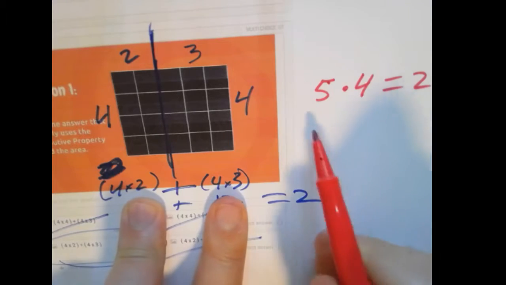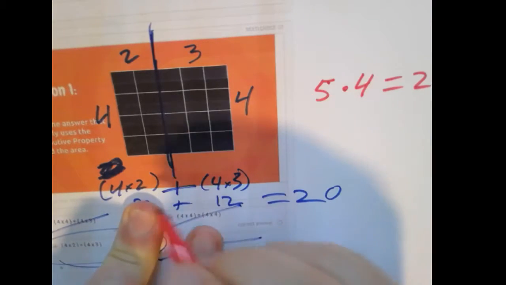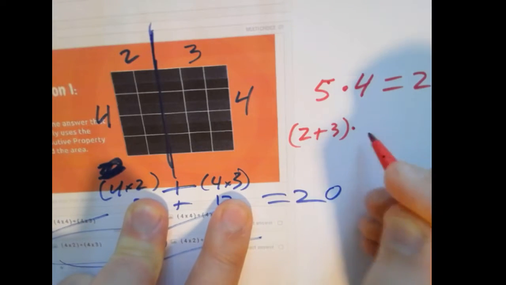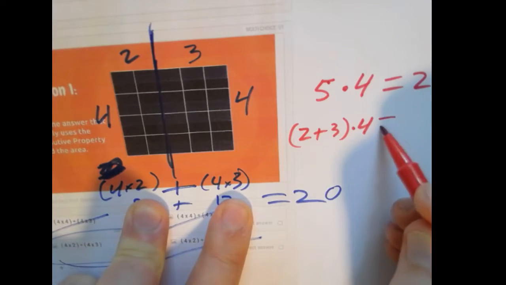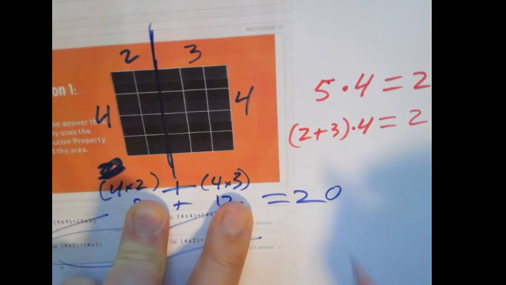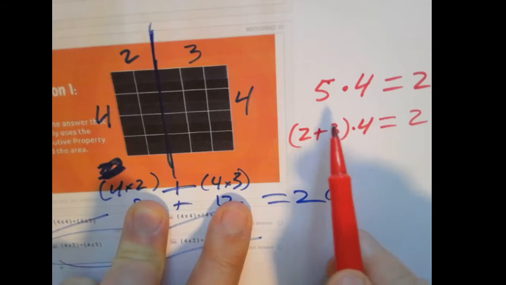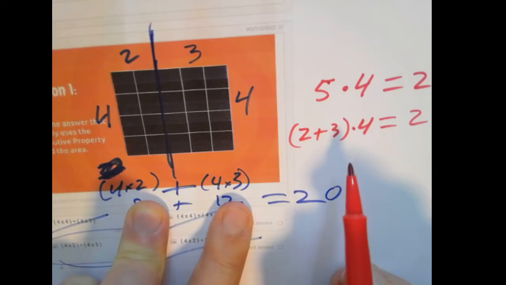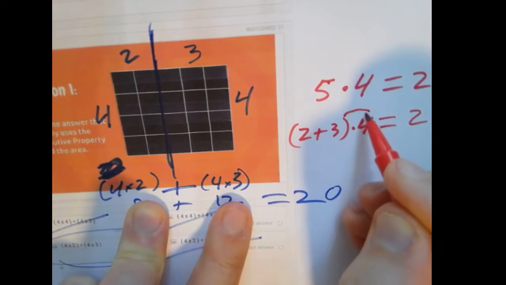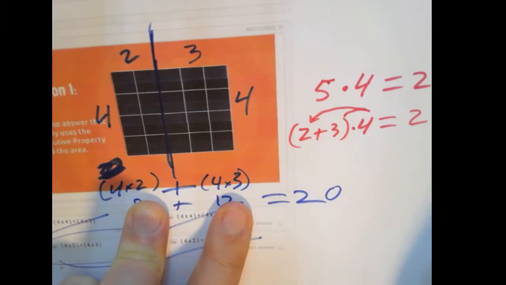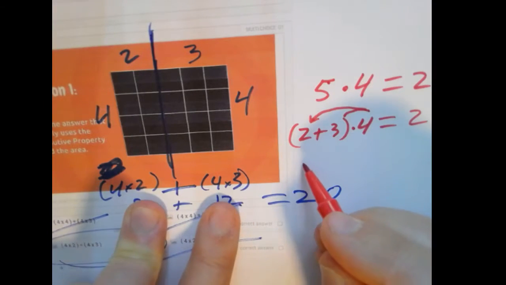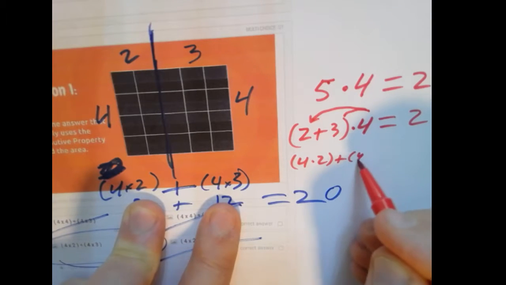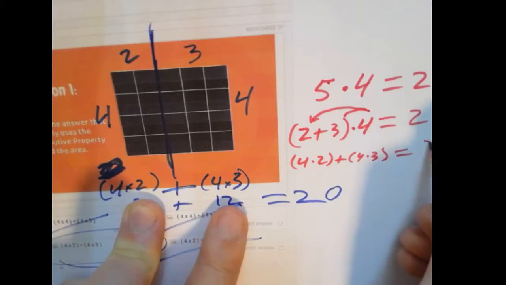Okay? Isn't this the same as if we did 2 plus 3 times 4? Right? And we see that 2 plus 3 makes 5. So that's all we're doing. And if we were to put these together and distribute this 4 using the distributive property, we would have 4 times 2 plus 4 times 3. Again, equals 20.